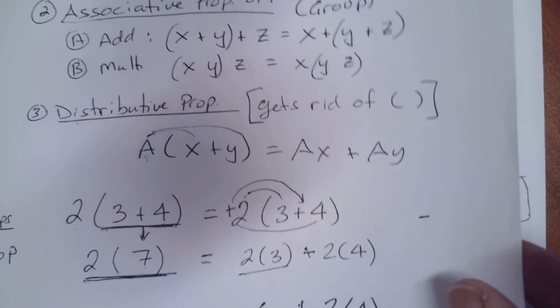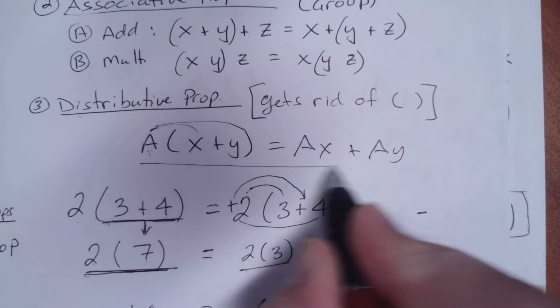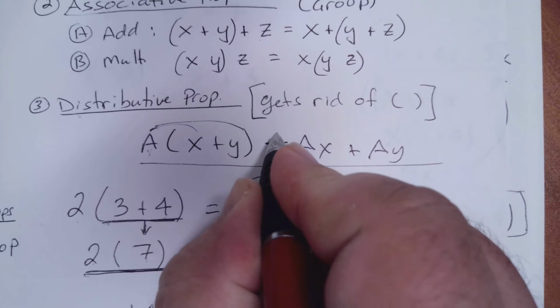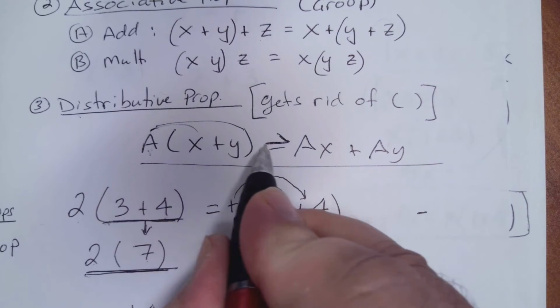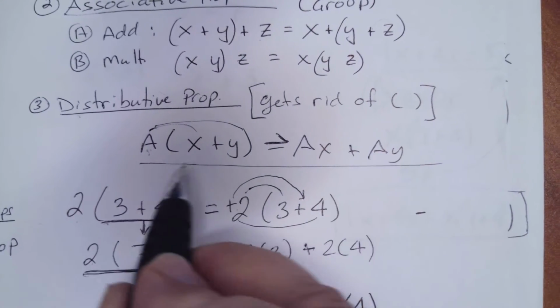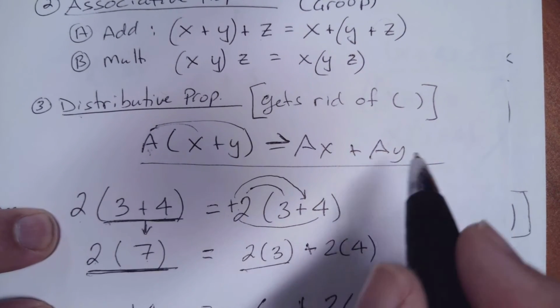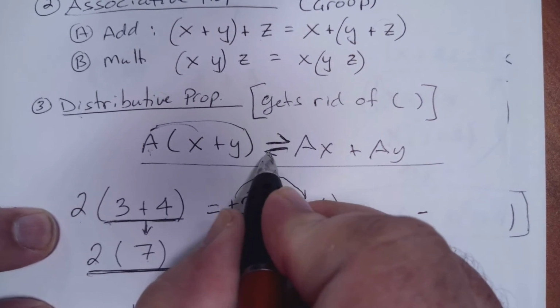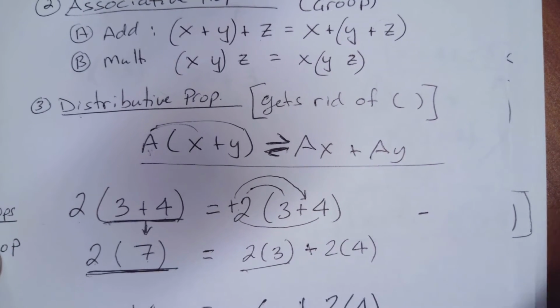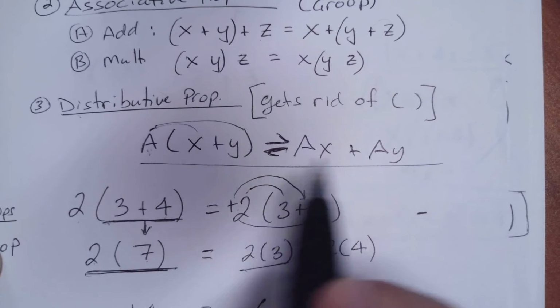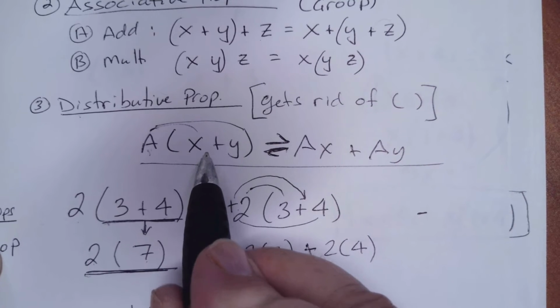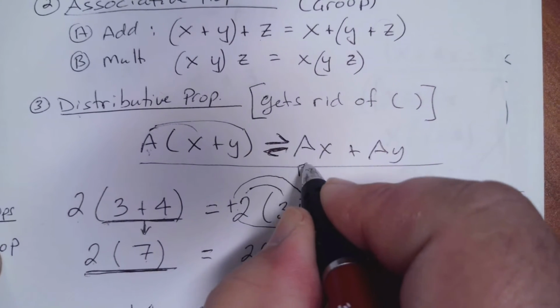From our class yesterday, the distributive property had two rules. Going from left to right, I distribute. I take the coefficient and multiply it to everybody inside there. But because it's equal, I can go backwards. I can go from here to here. What's that called? Factoring.